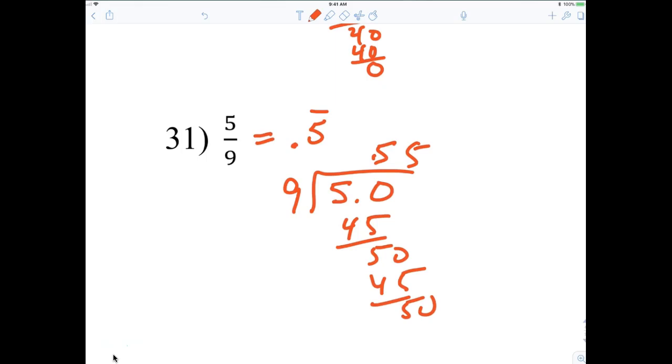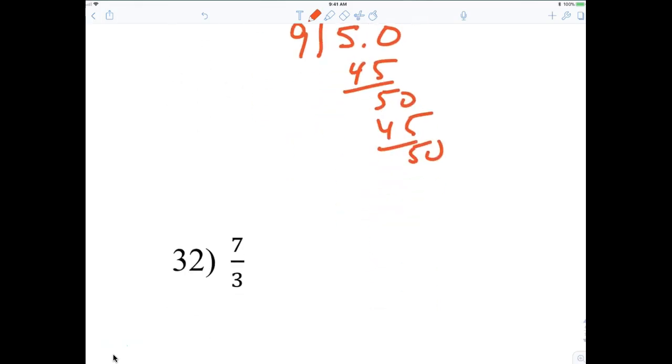All right, now, moving on. 7/3. Now, how many times does 3 go into 7? Twice, right? So this is 2 1/3. I need you to commit 1/3 to memory. What is 1/3? Yes, 0.3 repeating. Very smart.